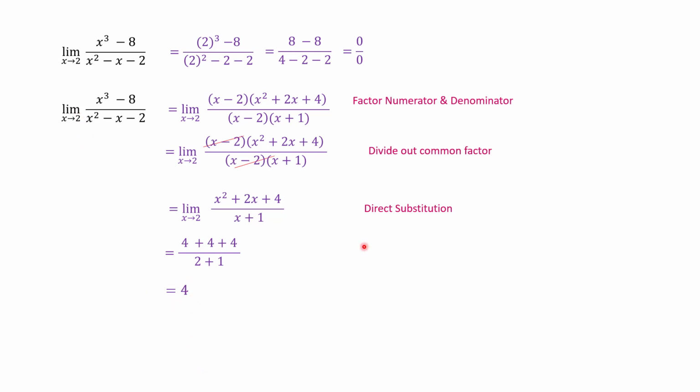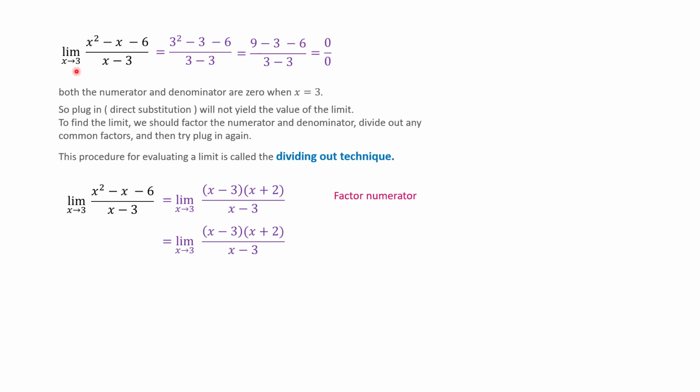Before I finish this video, let me draw your attention to something important about the common factor. Let's start with the first example of this video. In this limit, x approaches 3, and the common factor that was cancelled from numerator and denominator was x minus 3. In general, as x approaches a, the common factor between numerator and denominator is x minus a. So always remember this note. As x approaches a, the common factor is x minus a.